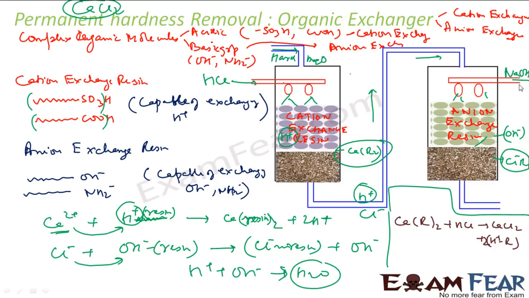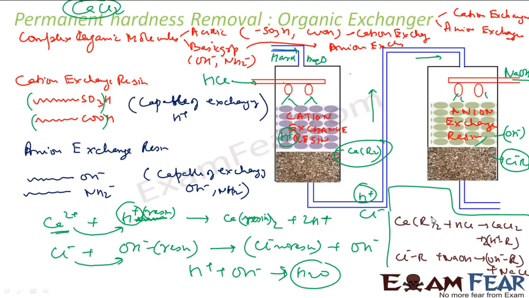Similarly, in this case, NaOH, I have my Cl minus resin. In this case, I'll react with NaOH. It will give me OH minus resin. This is the resin which I was having old, I get it back, and I'll get NaCl.